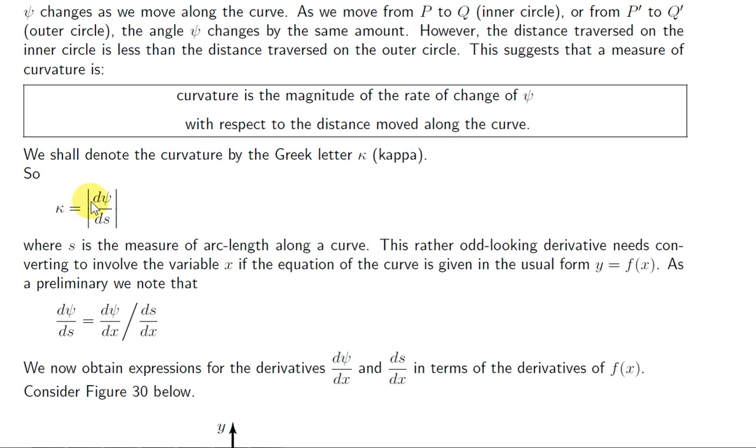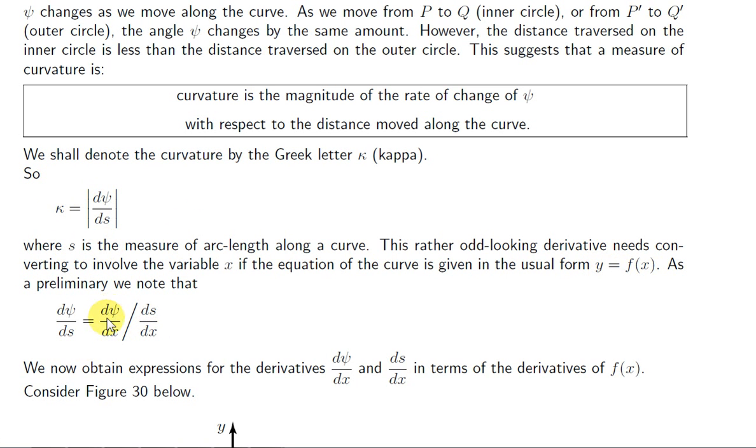Well, actually we use the magnitude of d psi ds, and we denote it by the Greek letter kappa. Now normally our curve has an equation of the form y equals f of x. We don't have an equation involving the distance s along the curve. So we need to rewrite d psi ds so that we can involve derivatives involving x.